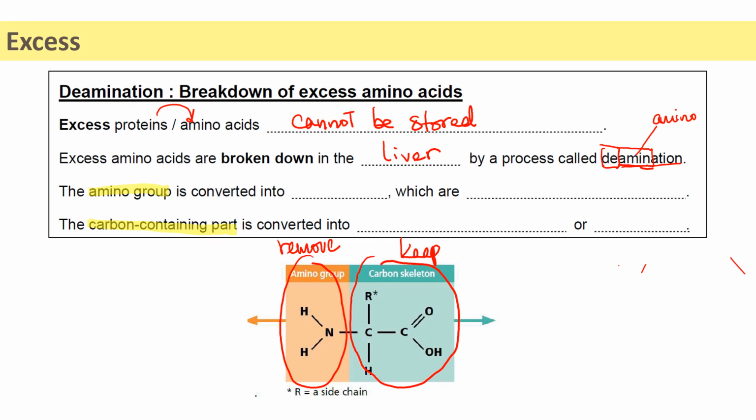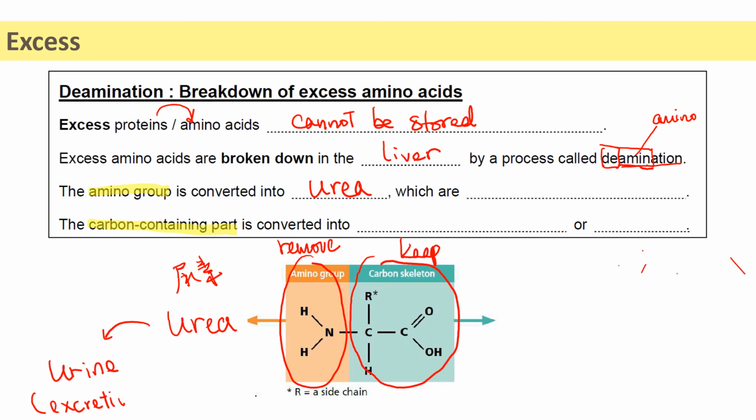The amino group would be converted into something called urea. And this is the chemical that is present in your urine. It's because the liver makes it. All right, break the amino acids, turn this amino group into urea, put it into urine for excretion in the kidney.